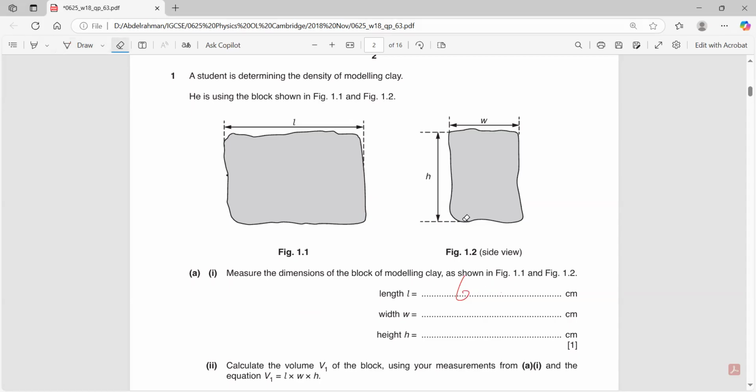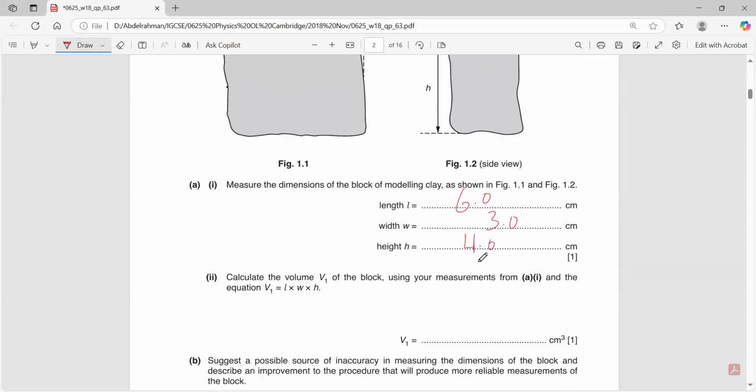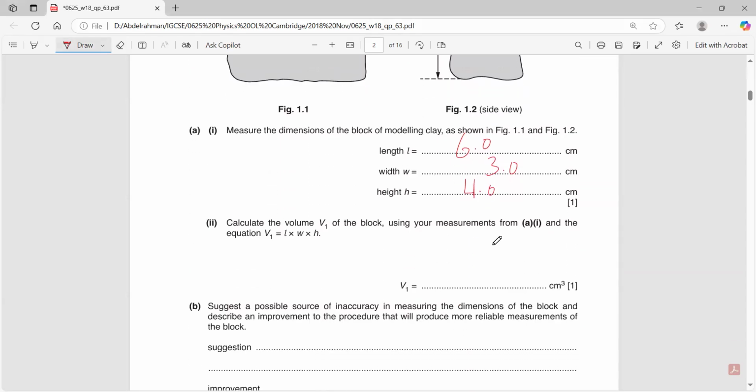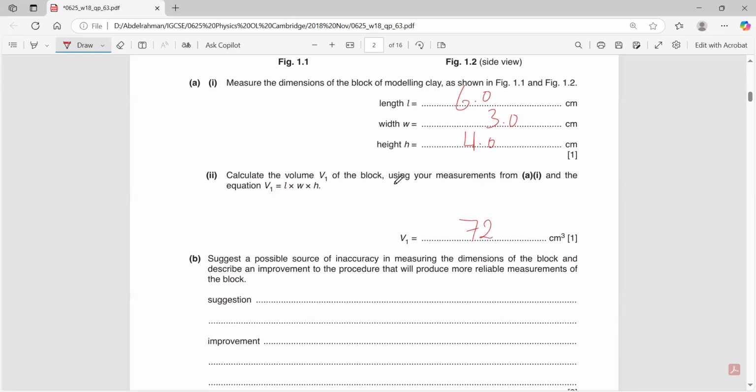He has already written down centimeters, so you do not need to write it down again. 6.0 if you'd like, 3.0, and the height would be 4.0 as well. Can I find the volume by multiplying the length by the width by the height? Yes. 6 times 3 times 4 is 72 centimeters cubed.